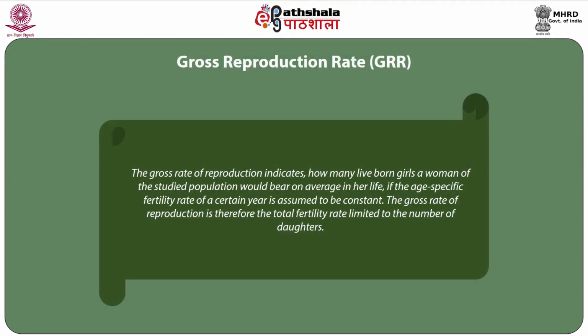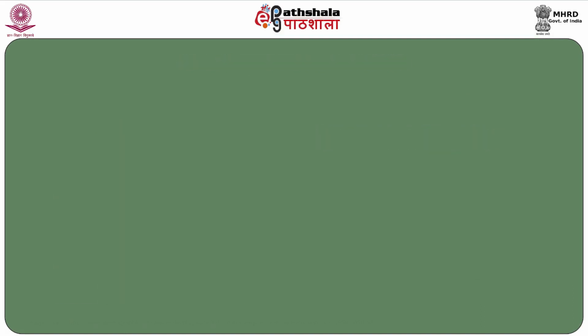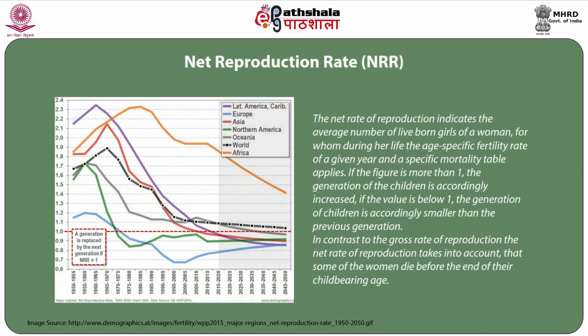The other measurement is the gross reproduction rate, GRR. The gross rate of reproduction indicates how many live-born girls a woman of the studied population would bear on average in her entire reproductive life if the age-specific fertility rate of a certain year is assumed to be constant. The gross rate of reproduction is therefore the total fertility rate limited to the number of daughters. The other measurement is the net reproduction rate.